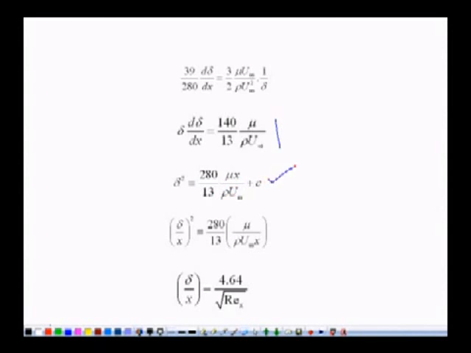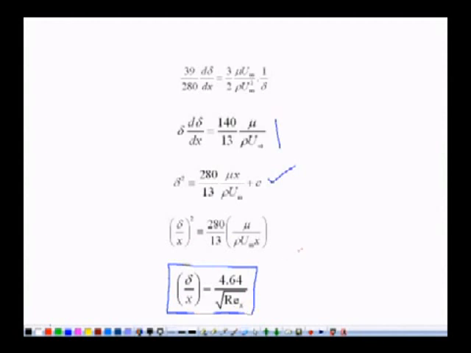constant of integration. If we assume that boundary layer starts growing from the leading edge, then when x is equal to 0, delta is equal to 0, so c becomes 0. In that case, this equation can be written as delta over x square, this thing, and ultimately we will get this equation. With the help of this equation, we can find out the boundary layer thickness at any location.